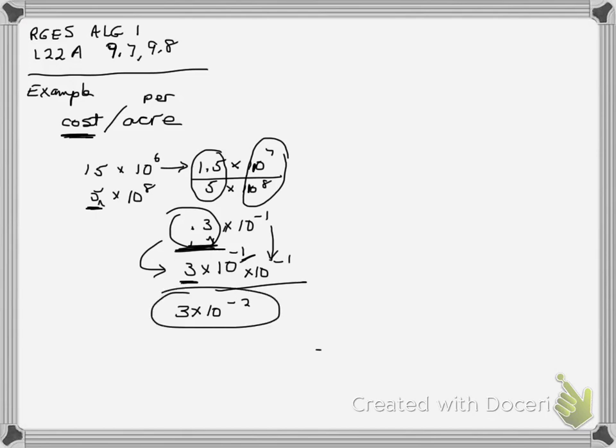10 to the negative 2 would be 3 cents, if I'm interpreting this into something I want to understand. My decimal goes over 2 places. So 3 cents per acre. Here's my mathematical solution and here's my interpretation. Let me go over 2 more problems with you, and that should be enough on this.